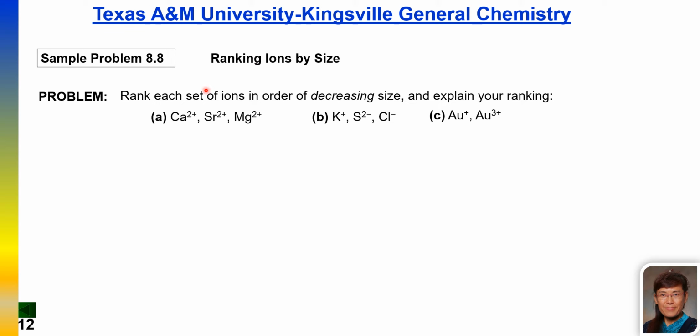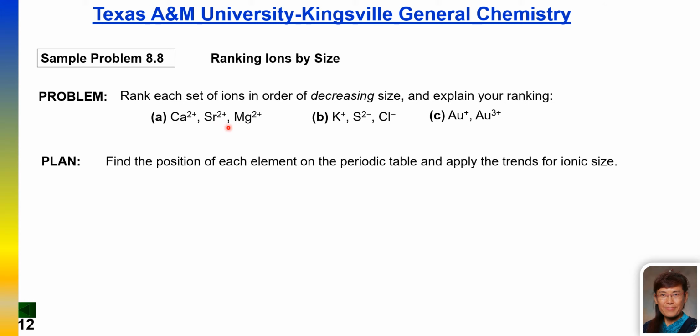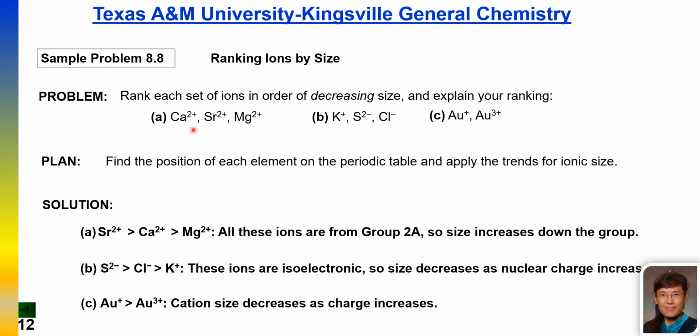Now let's rank a couple of different ions. So we have this group A, and group B, and group C. Group A, what's our plan? Find the position of your elements, determine whether they are in the same group or the same period. If they are not, are they isoelectronic, or are they the same element but losing different electrons? Let's see the first group.